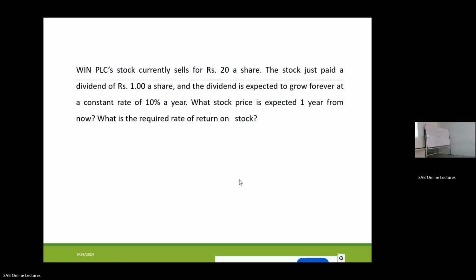Right, do this one. Wind PLC stock currently sells for 20 rupees per share. The stock just paid a dividend of 1 rupee per share, and the dividend is expected to grow forever at a constant rate of 10% a year. What is the expected price 1 year from now? What is the required rate of return?